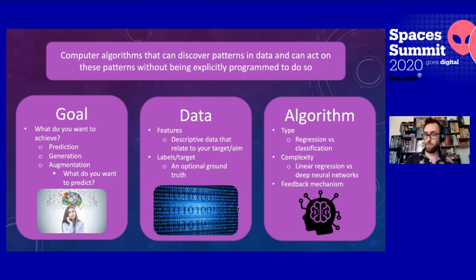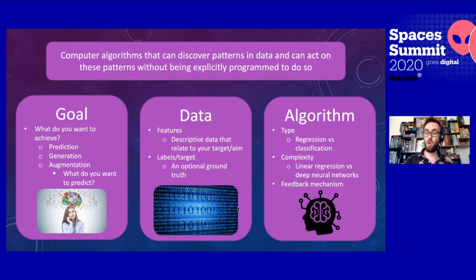So if we say gender is binary, which it's not, but say it is, then the prediction of gender would be a classification problem. Then, of course, you have different levels of complexity. For instance, linear regression versus deep neural networks, with linear regression being a very simple kind of model algorithm, and deep neural networks being very, very complex, basically when you need to do something with very complex data or something that's hard to predict. Then finally, we have some kind of feedback mechanism.